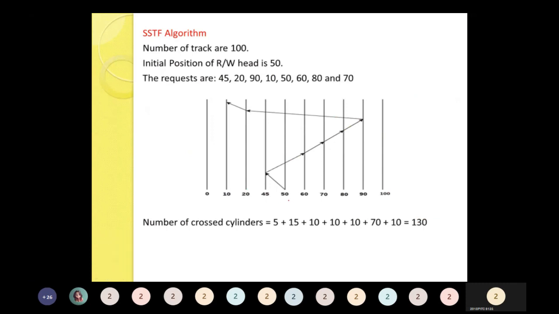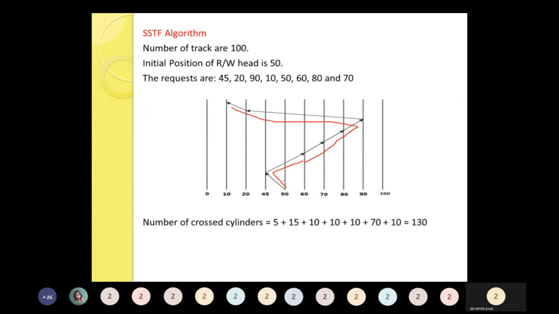So 50 to the shortest one, 45. And then again it is 60. Okay, this is SSTF, shortest seek time first. That is, the nearest one is scanned, and after that it will move in another direction. Okay, and it will scan all the numbers in between. Okay, 60, 70, 80, 90, and after that it will go to the other direction. Okay, this is the SSTF way.